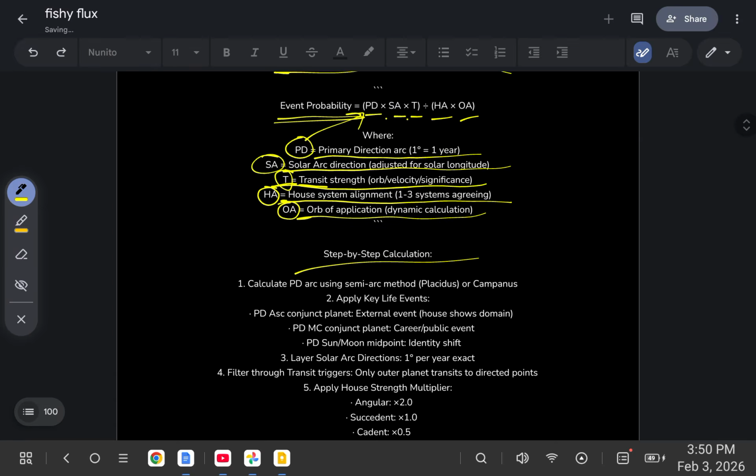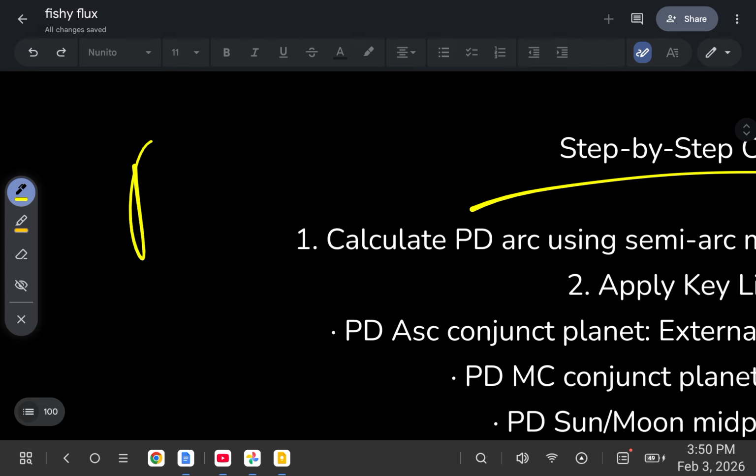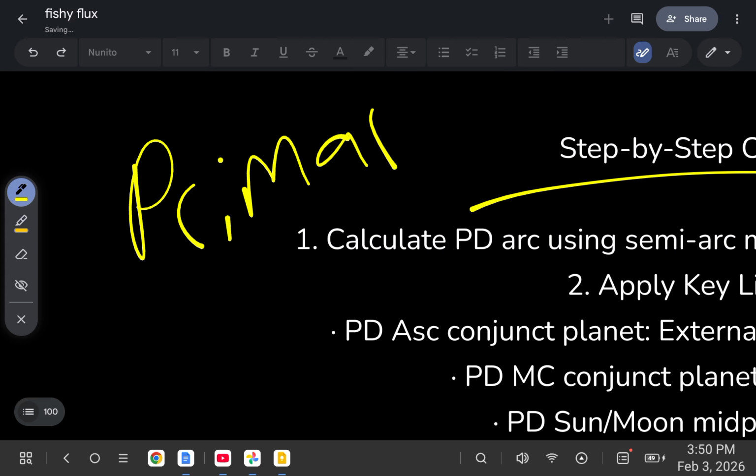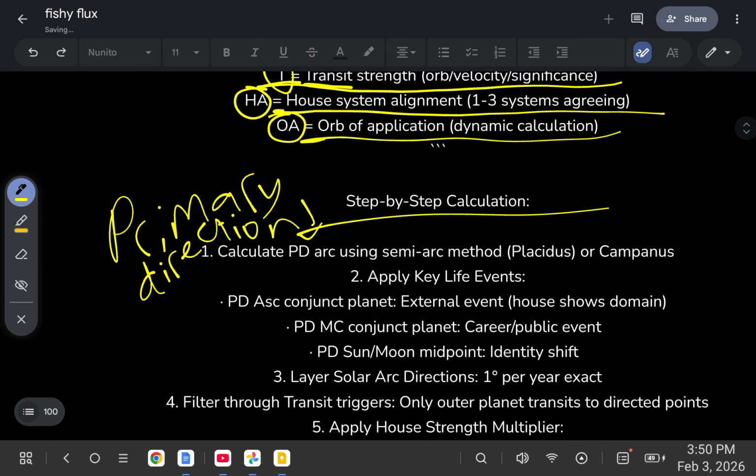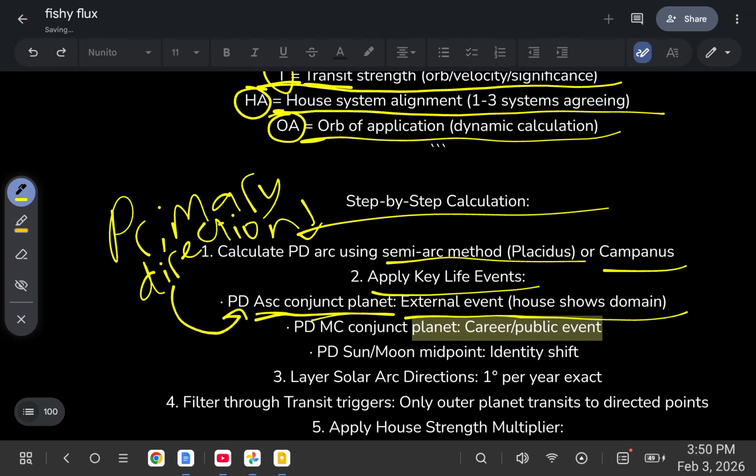Calculating our PD, our primary direction, using semi-arc method, Placidus or Campanus, and then we apply our key life events. For example, the primary direction arc, ascendant conjunct the planet: external event, house shows domain. And then primary direction, midheaven, conjunct the planet: career, public event. Primary direction, sun, moon, midpoint: identity shift.